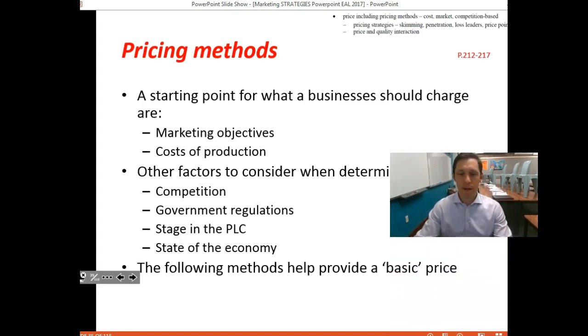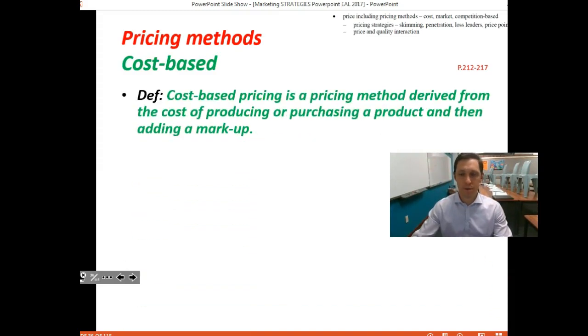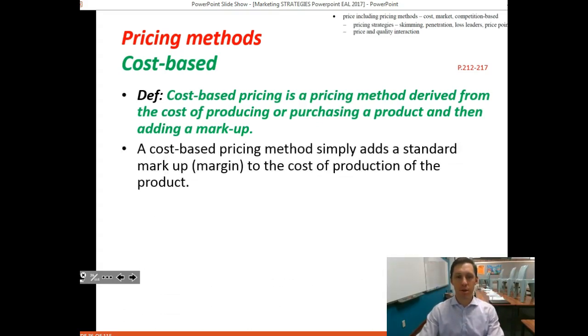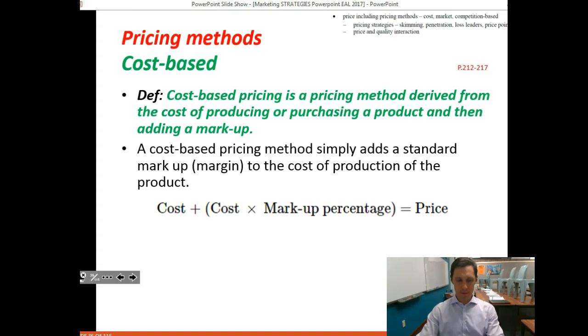These following methods help provide a basic price. So firstly, cost-based method. Cost-based pricing is a pricing method derived from the cost of producing or purchasing a product and then adding a markup. So before you get to strategies and you think about how you're actually going to strategically price your product, you need to think about what method is going to be relevant. If it's cost-based, that's basically saying, okay, it's cost us $1 to make, we want a 10% markup, so we're going to charge $1.10 for this particular product. And it just adds a standard margin or percent on top. Cost plus, and that's the formula there.